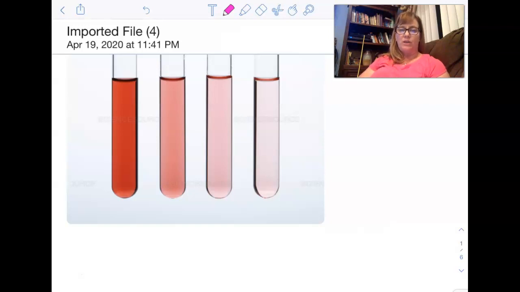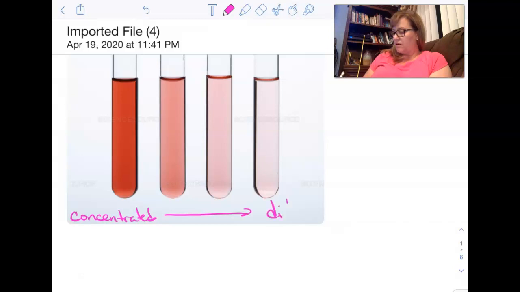And so on the screen right here, you'll see a picture of 4 test tubes that each have a solution in them. Notice it's homogeneous throughout each test tube. But what this picture is showing you is solutions that are what we call more concentrated or solutions that are more dilute. Okay, maybe you've heard these terms before.